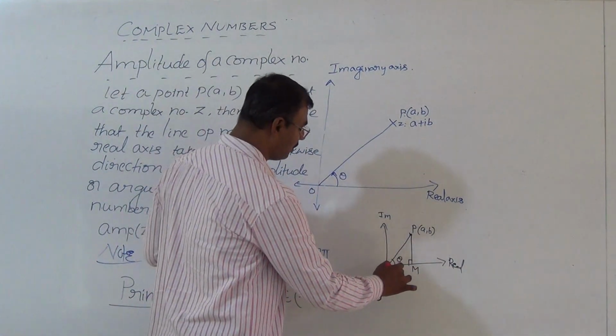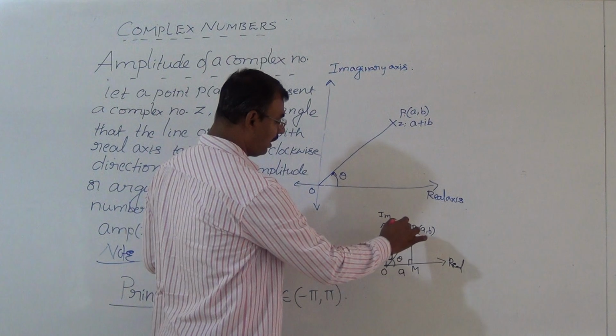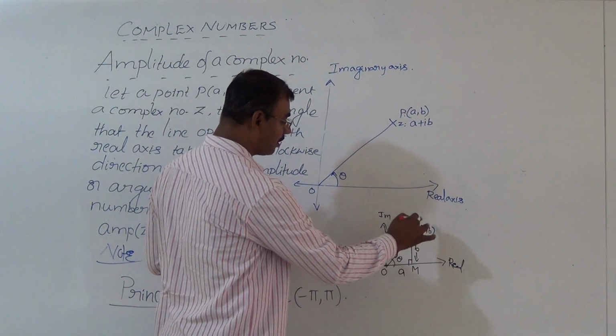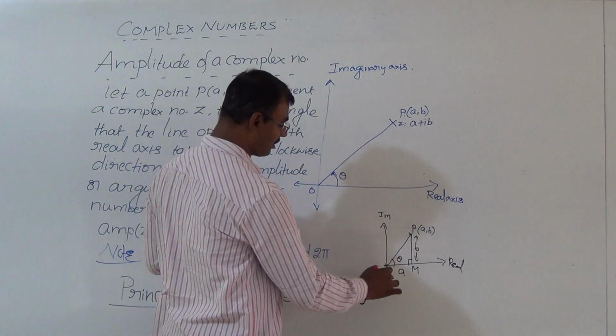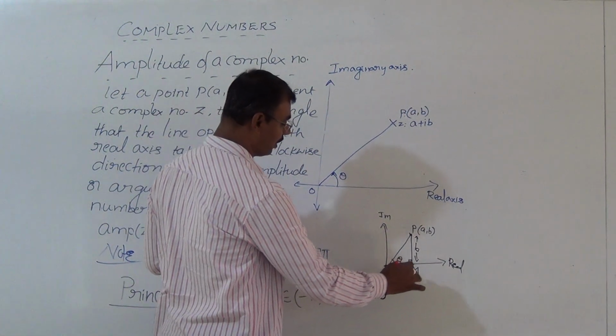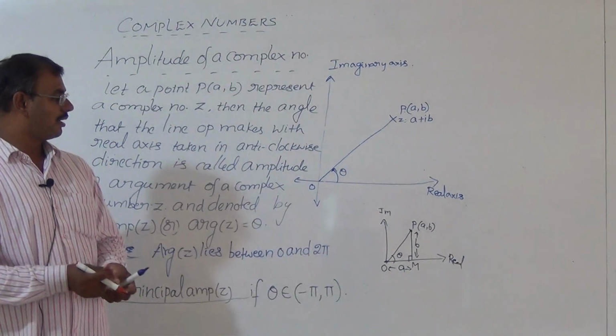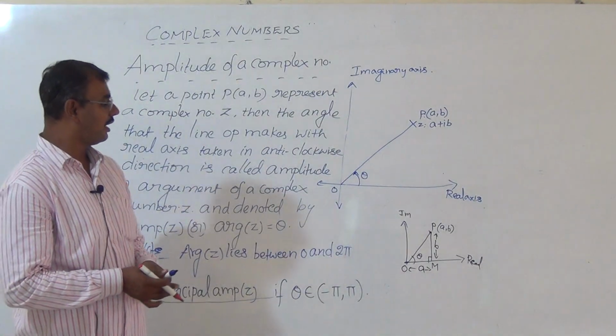OM is equal to a. So what is PM? That is b, because this is the imaginary part on the imaginary axis. This is OM and OP. Can you define here? We studied this. If it is a right angle triangle, yes, it is a right angle triangle.